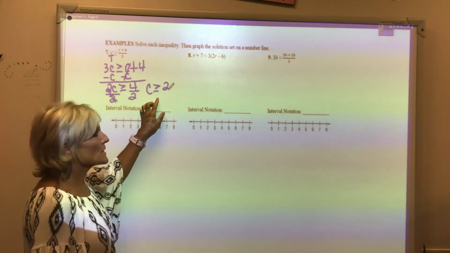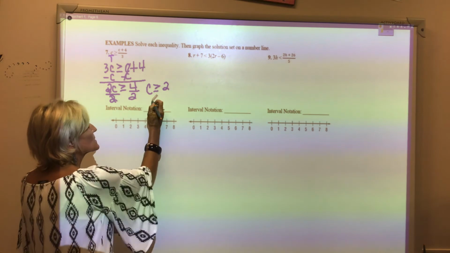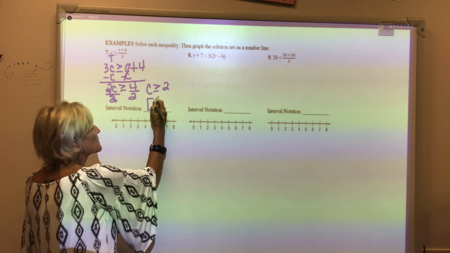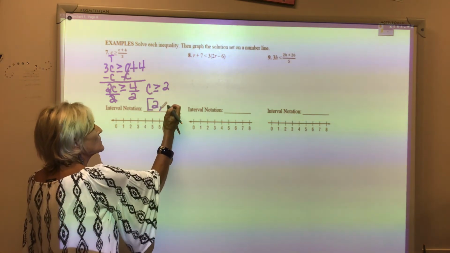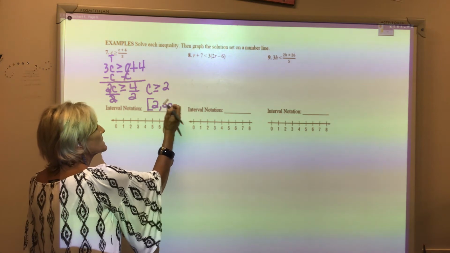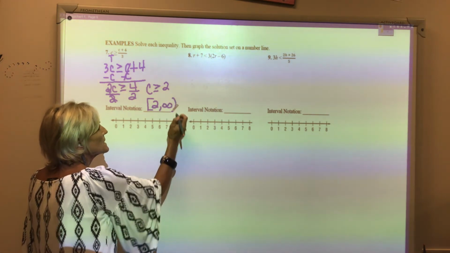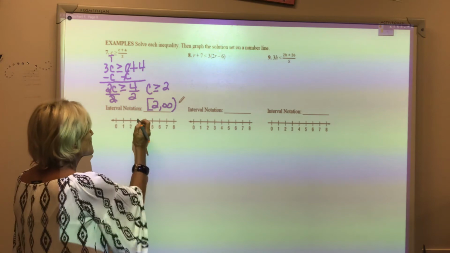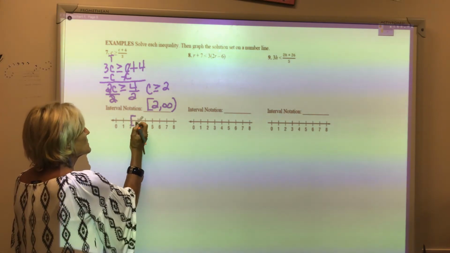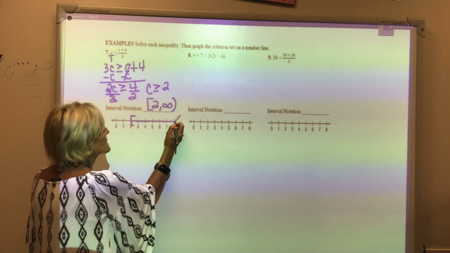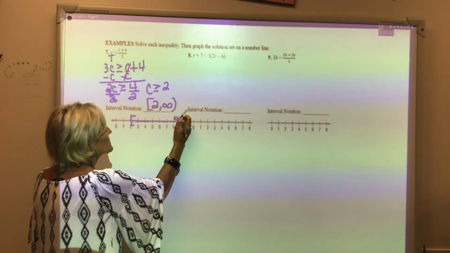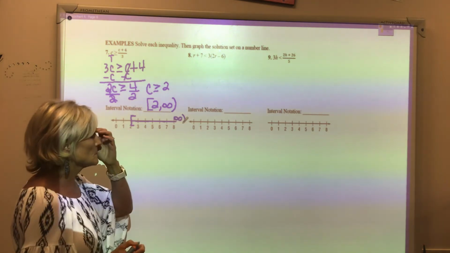So since this is greater than or equal to, we enclose the 2 in a bracket, comma, we're going towards positive infinity, we enclose infinity in a parenthesis. So bracket at 2, towards positive infinity, enclose infinity in parentheses.